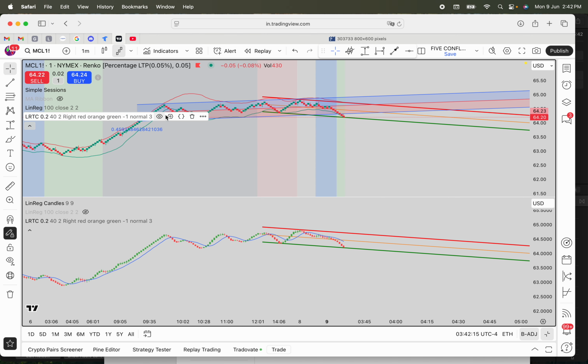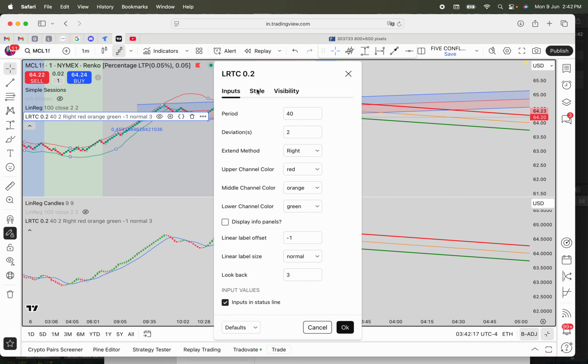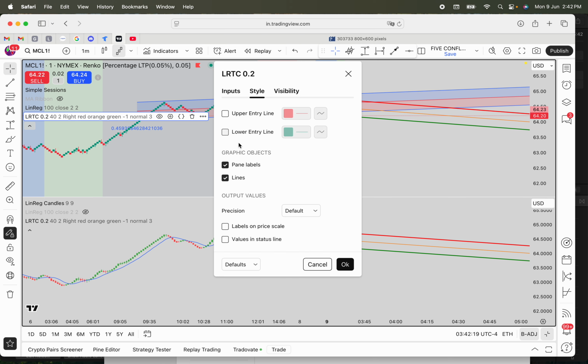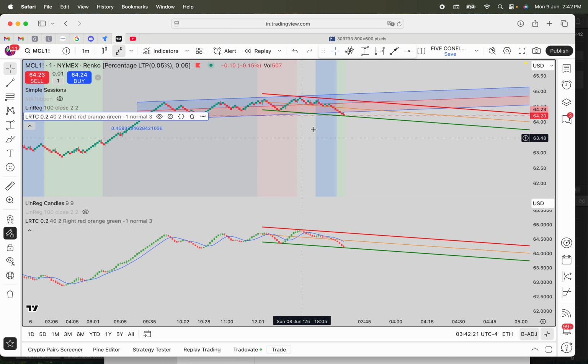I just got to turn this off, got to turn this off. That annoys me. So that's the only thing I have on these two charts, okay?